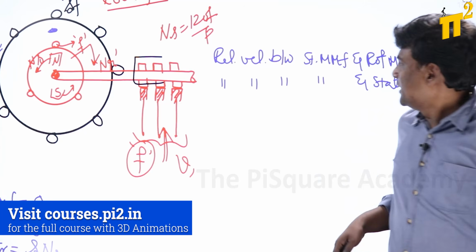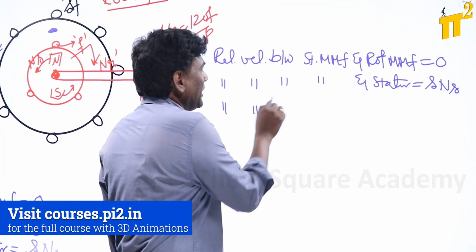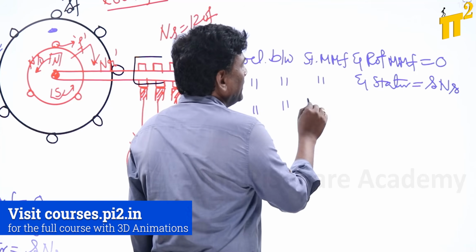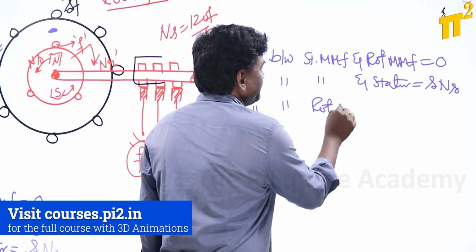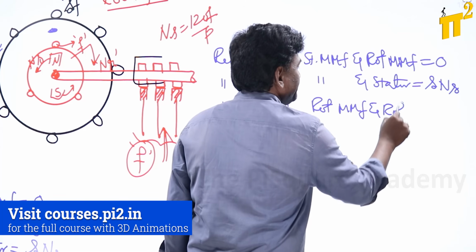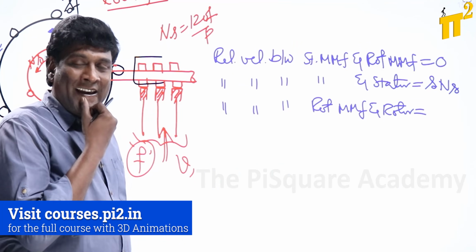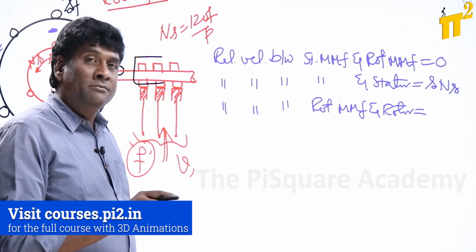That's it. Now let us think of the relative velocity between rotor MMF and rotor only. Rotor MMF and rotor only. How much should it be?